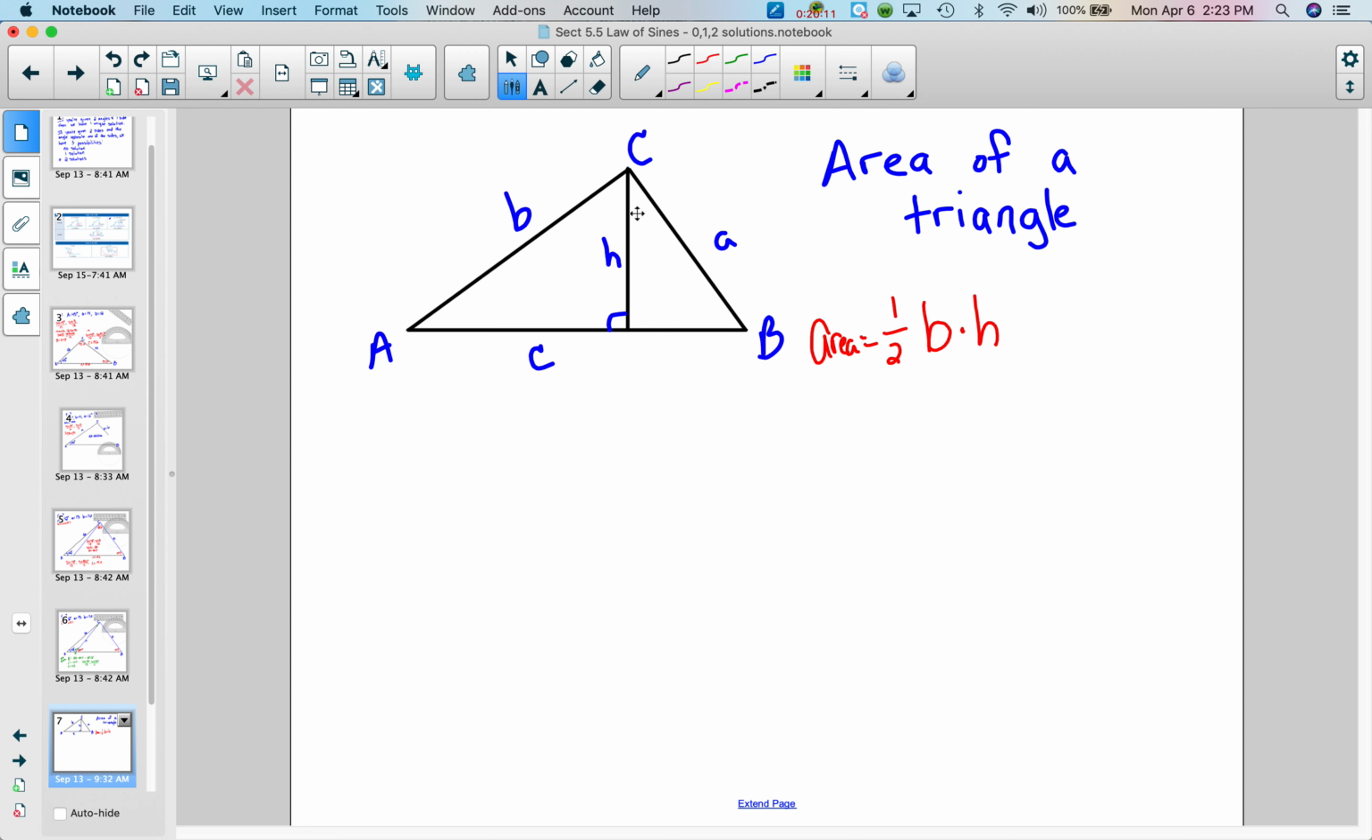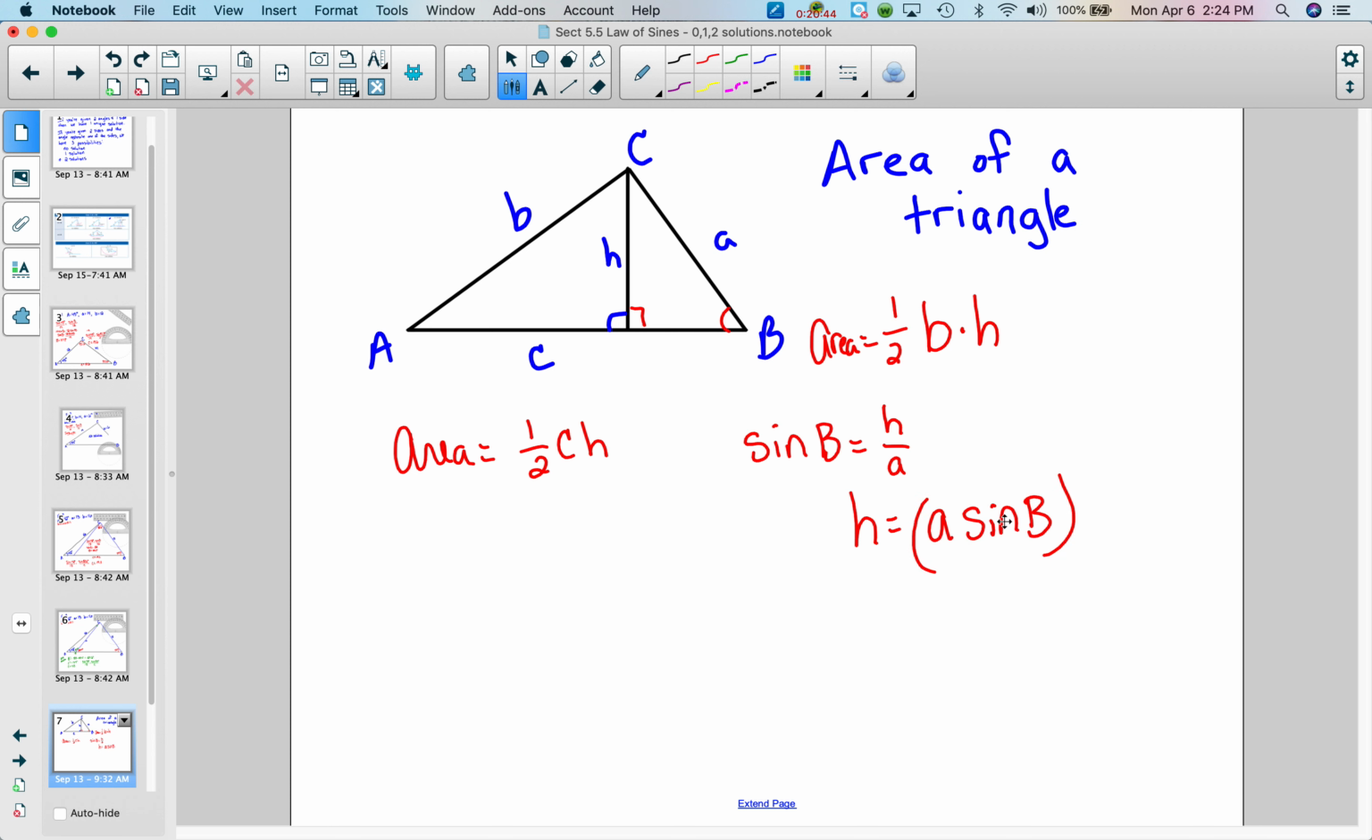So for this one that I drew, if I wanted to find the area, I would take 1/2 times the base times the height. So I don't want an H there. I want to put it in terms of my A's, B's, and C's. So I'm going to use angle B over here. And if I take sine B, now notice this is a right triangle, so I could do opposite over hypotenuse. I would get H over A, which means that H is equal to A sine B.